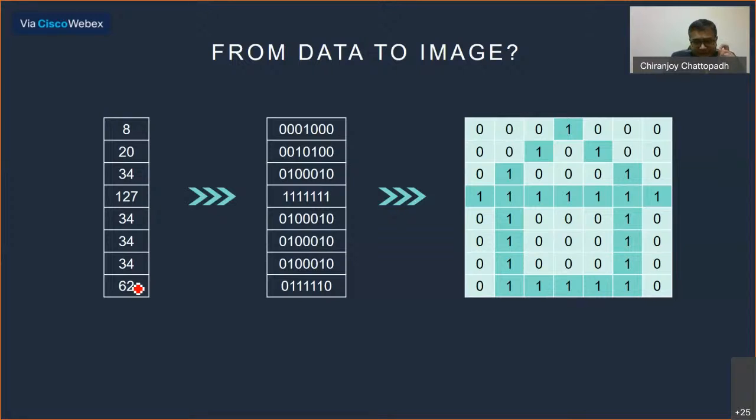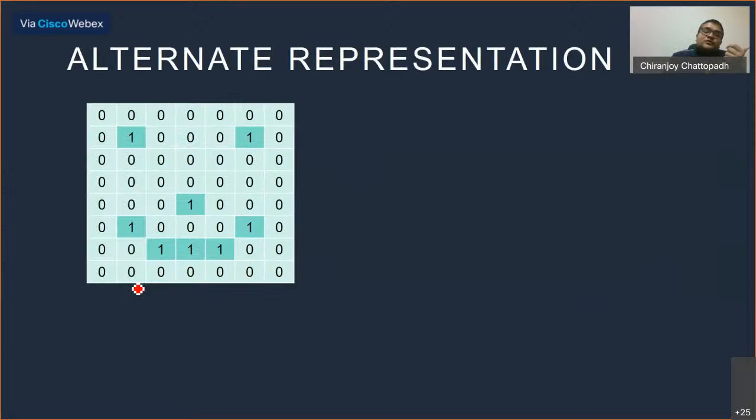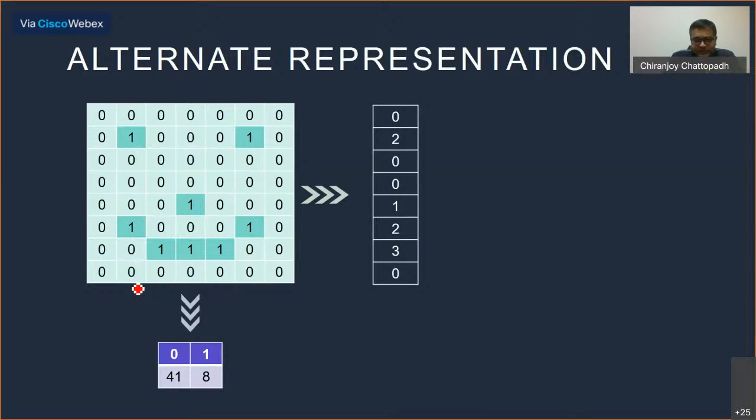Another thing, but there is a catch here, right? Now this is one way of representing it. Another way of representing it could be: how many zeros and ones are there? As you see, there are 41 zeros and 8 ones in this image. This can be one representation. Or there can be another representation, row-wise, where I count how many zeros and how many ones there are.